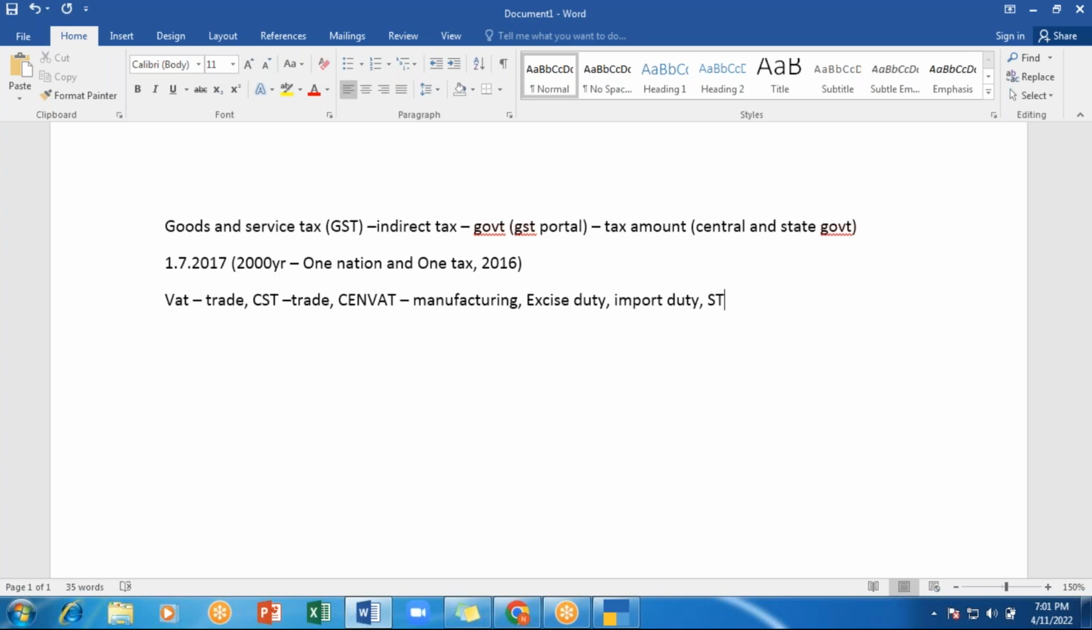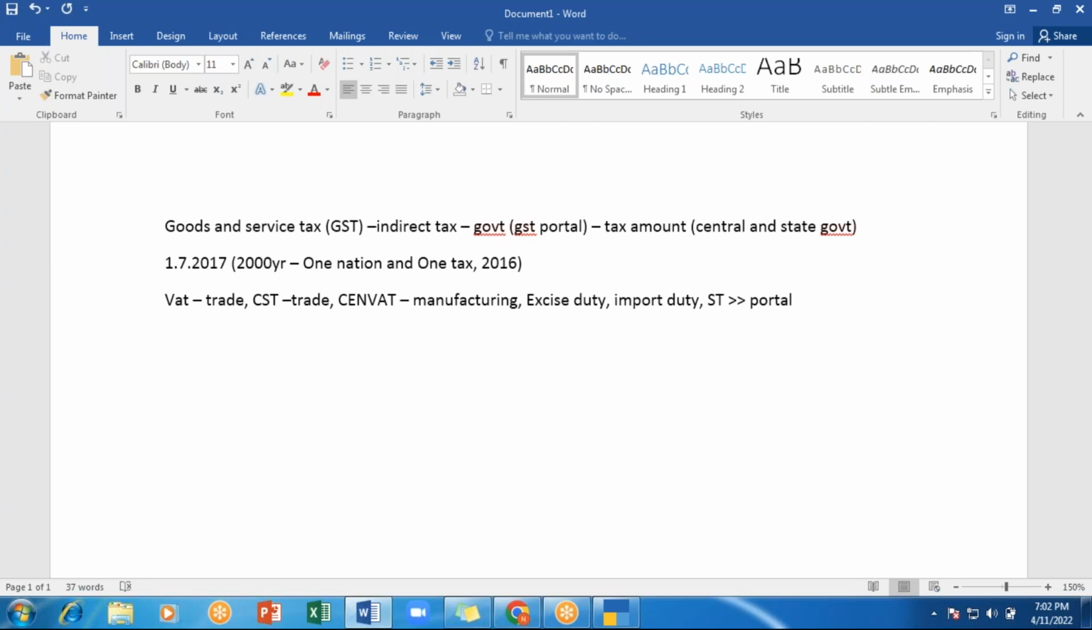So these are the many taxes. I've just given you the major taxes. There are many other taxes also. For each and every tax, there is one portal. To pay a tax for VAT, there is one website. For CST, there is one website. For central VAT and excise duty, there was a different portal.